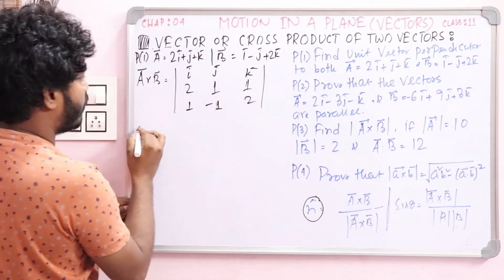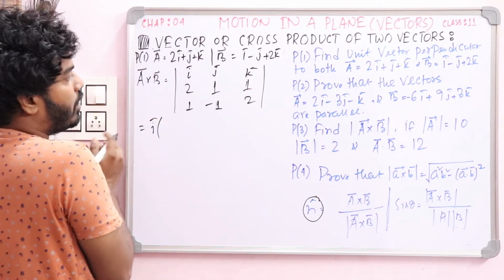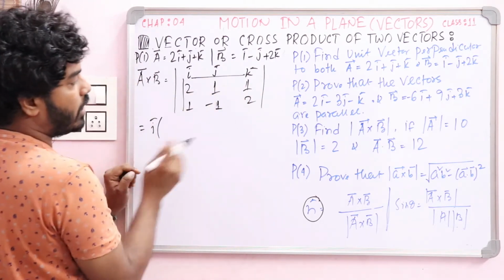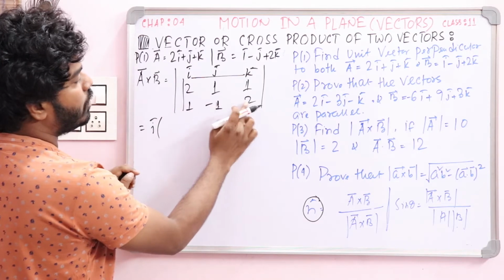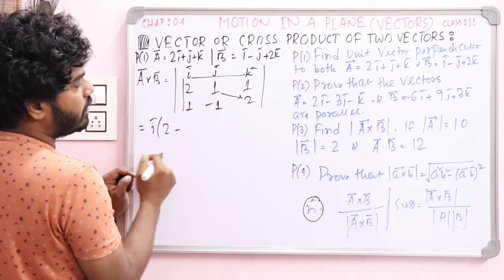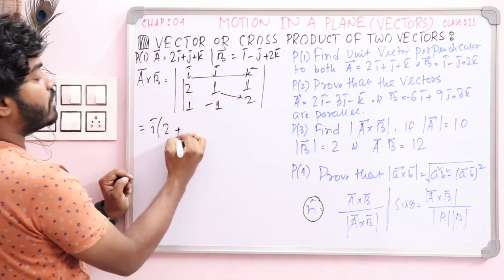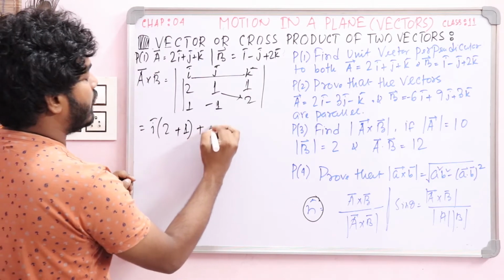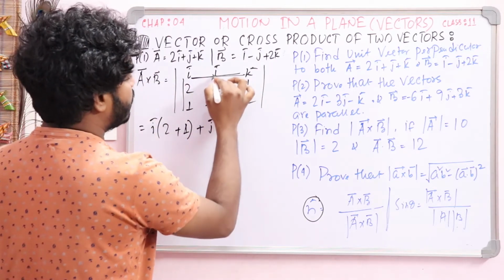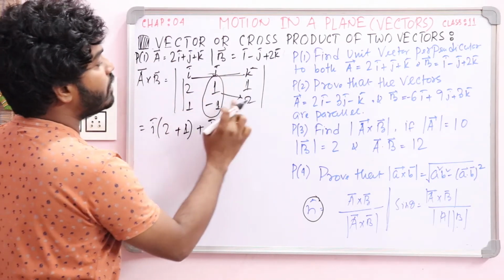Now the method for finding this is, at first you have to take i cap common. When you are considering i cap common, this row and this column will be cancelled out. So the remaining part is 1 1 minus 1 2. So at first you multiply 1 into 2, that is 2, then minus 1 into minus 1, that is minus 1, and this minus and this minus will be plus 1. Then again plus j cap. When you are considering j cap, the corresponding line and column will be cancelled out. So the remaining is 2 1 1 2.